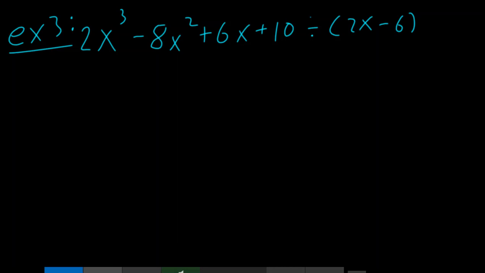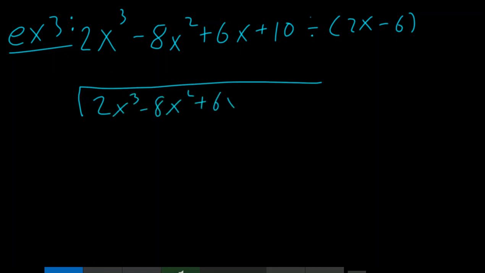Let's do our step number 1. We're going to go ahead and rewrite. I draw my long division box where I put 2x cubed minus 8x squared plus 6x plus 10. And from here, I'll put my divisor 2x minus 6 on the outside. Now, let's go ahead and start running through this.